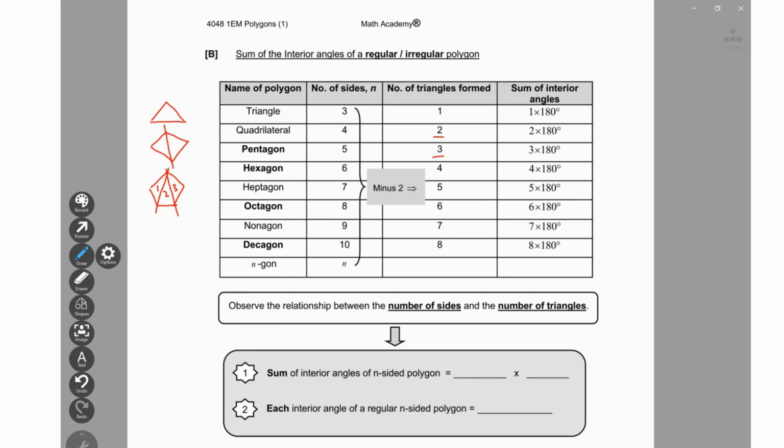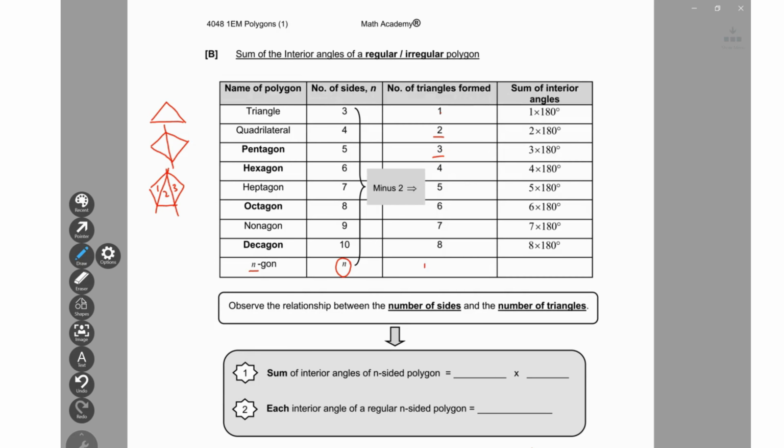You see the first column here, number of sides, and the number of triangles formed. Let's see the first row. 1 is 2 less than 3. You see 2 triangles formed is 2 less than 4. So the number of triangles column is always 2 less than the number of sides column. Therefore, if this is n, then the number of triangles formed will be 2 less, therefore n minus 2.